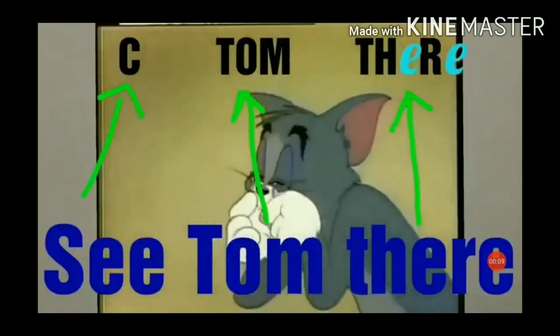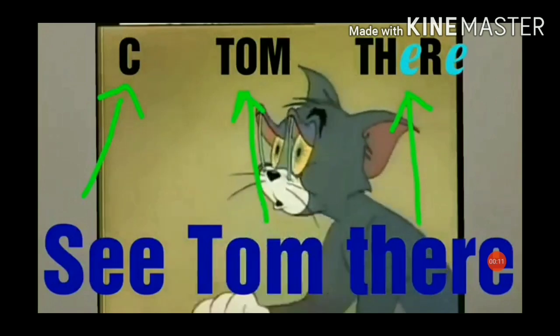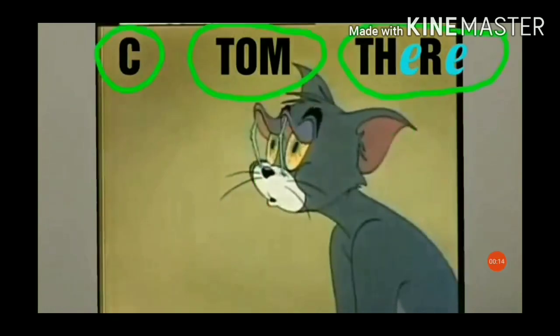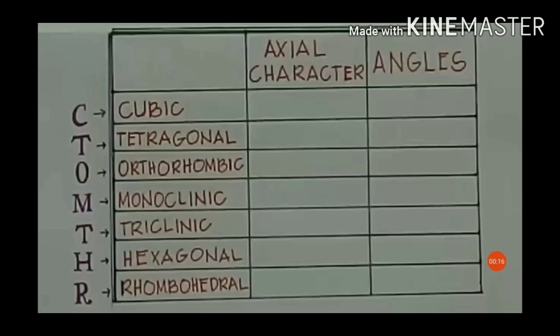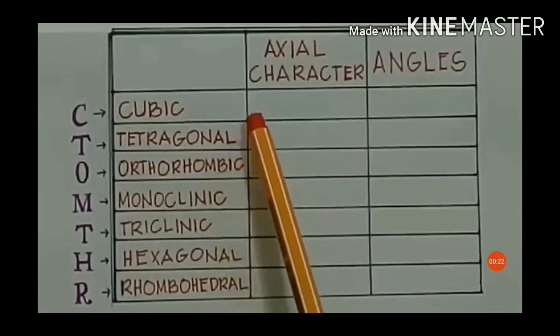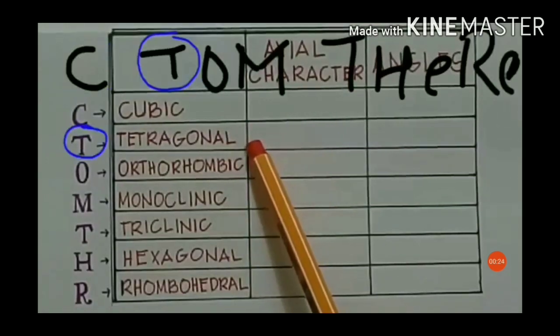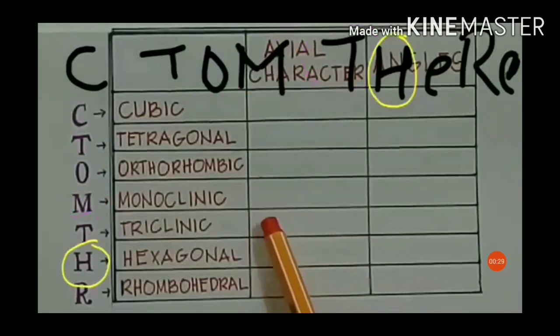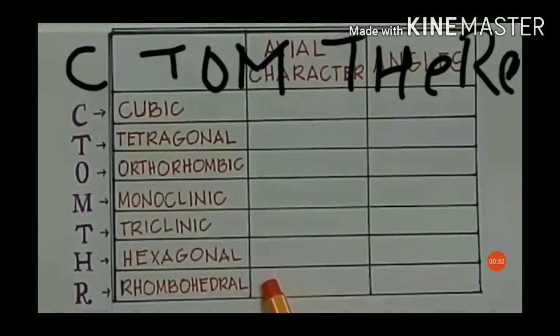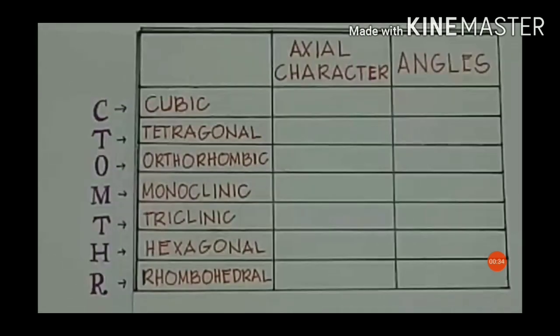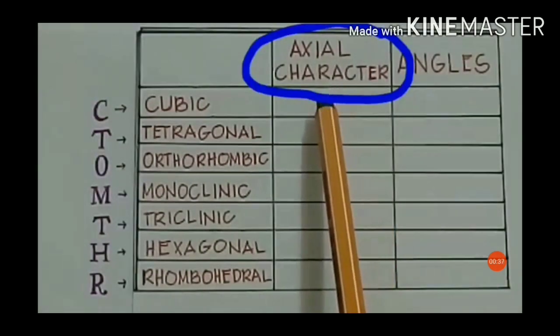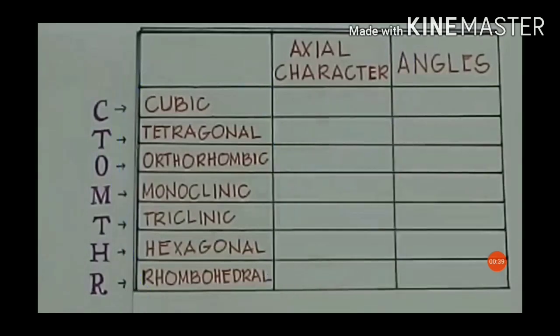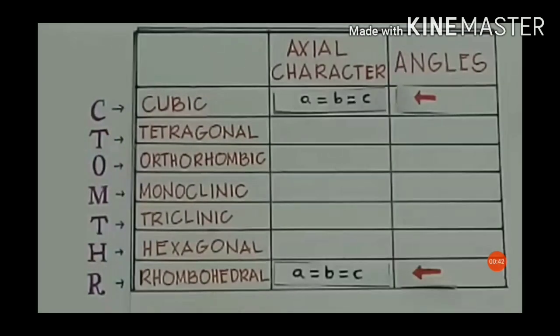An easy trick to remember the 7 crystal systems is to use the sentence: See Tom there. C for cubic, T for tetragonal, O for orthorhombic, M for monoclinic, T for triclinic, H for hexagonal, R for rhombohedral. So now we can check the axial character or edge length. The first and last boxes have the same edge lengths, a equals b equals c.